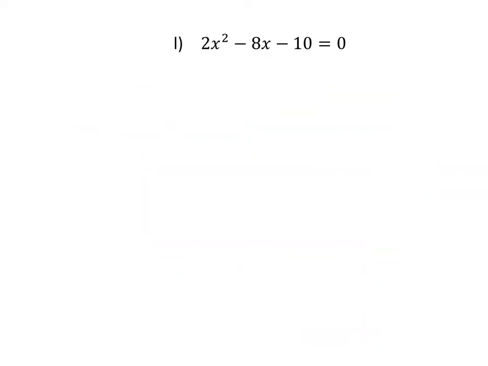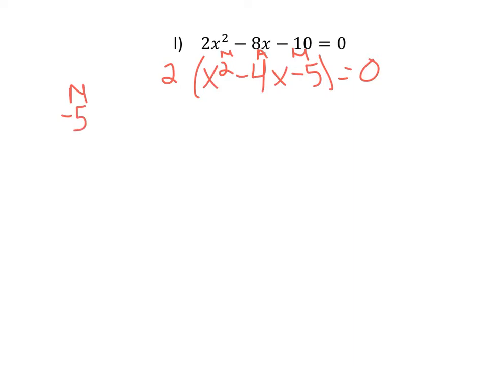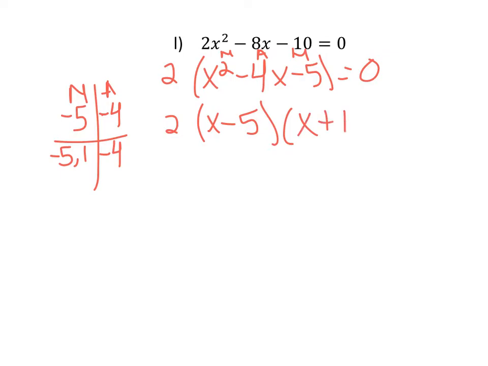Letter L. I have 0 on one side. Now let's check for a GCF. They do have 2 as a GCF, so let's pull that out. I'm left with x squared minus 4x minus 5. The inside is a trinomial, so I'm going to use MAM. M is negative 5. A is negative 4. So our factors are negative 5 and positive 1. Bring this 2 down. When you factor that trinomial, you get x minus 5 times x plus 1.